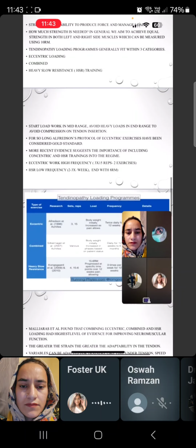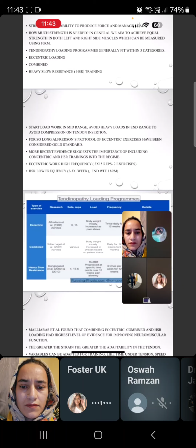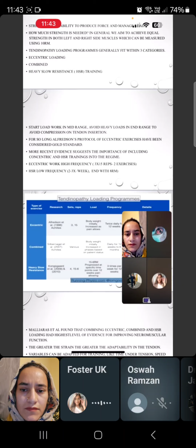Start load work in mid-range. So again, mid-range, the safest one, because your tendon is not ready to take excessive loading in any of the extremes, neither too much inner range nor too much outer range. So mid-range, the safest range. Avoid heavy loads at end of range to avoid compression on the tendon insertions. For so long, Alfredson's, does anyone know Alfredson's protocol?